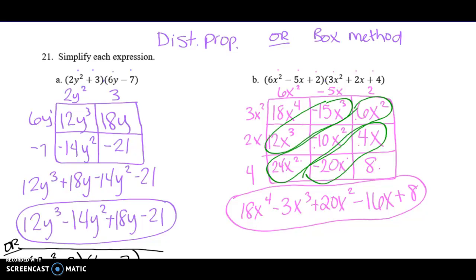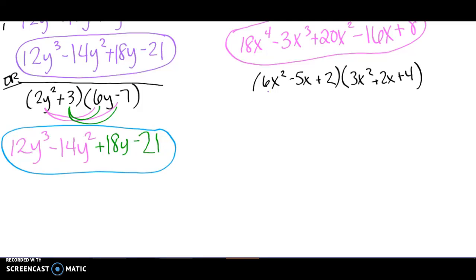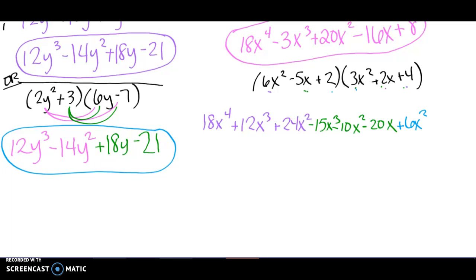I'm going to pause it really quick to copy it out, and then I'll do it with the distributive property. So with the distributive property, I do first term times each number inside. So 6x squared times 3x squared, 18x to the 4th. And then 6x squared times the 2x becomes 12x cubed. 6x squared times 4, 24x squared. Then I move to my second term. Negative 5x times the 3x squared. And then negative 5x times the 2x. And then negative 5x times 4x. And 2 times 3x squared. 2 times 2x. And 2 times 4.